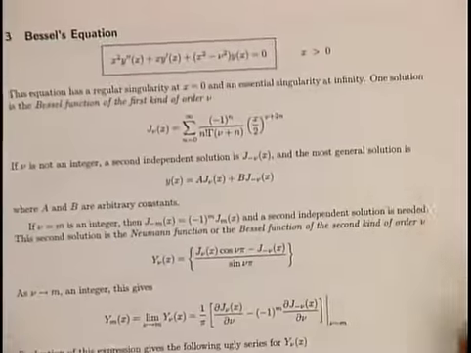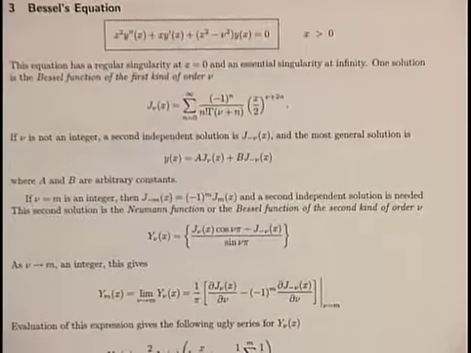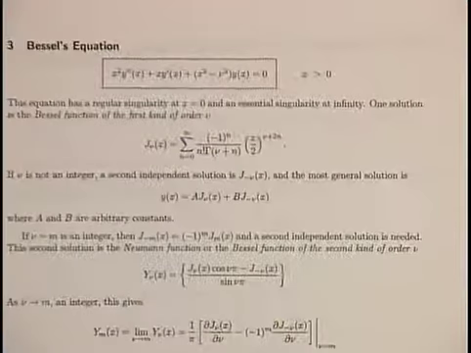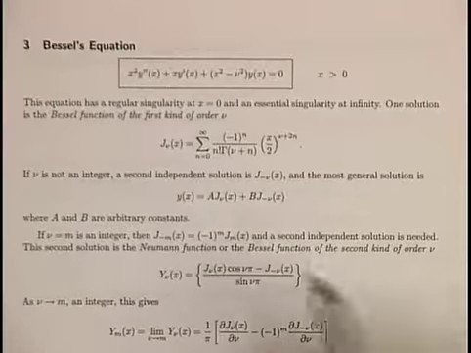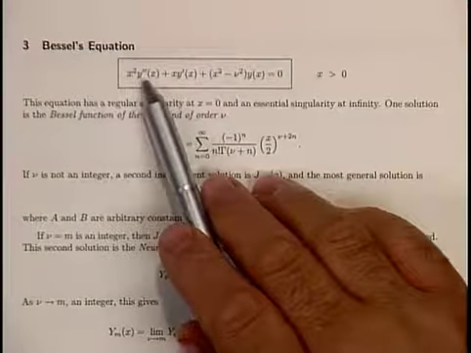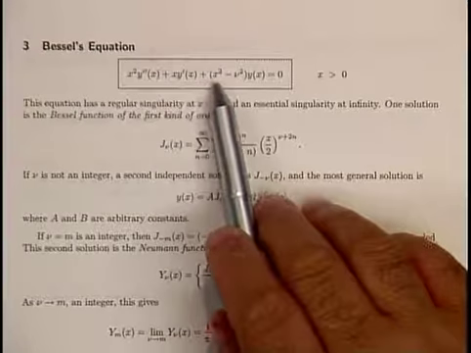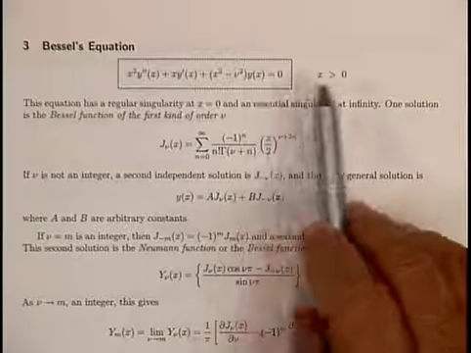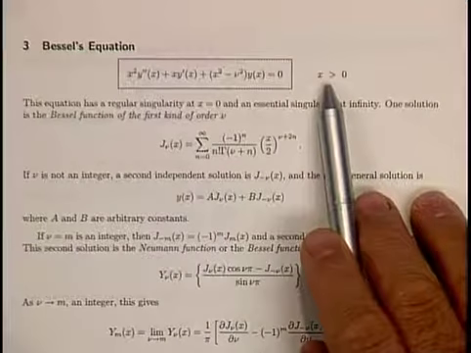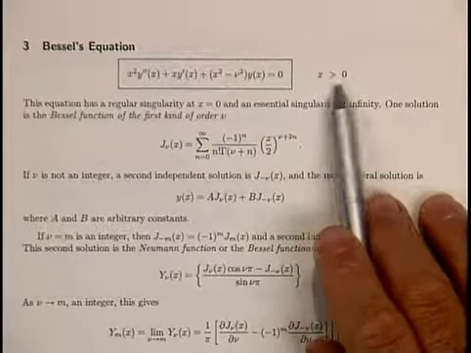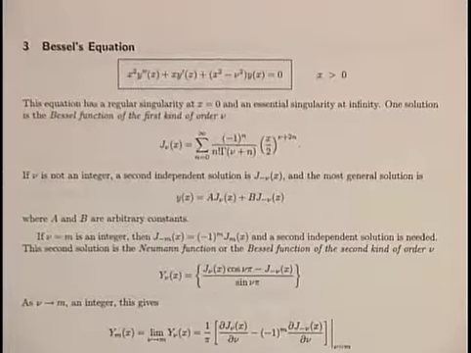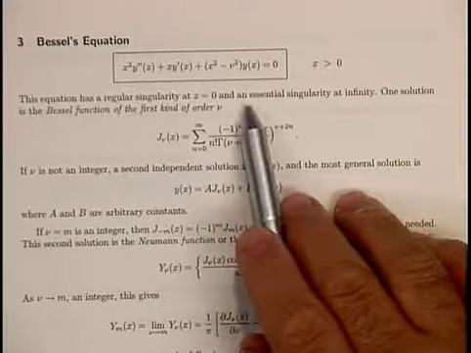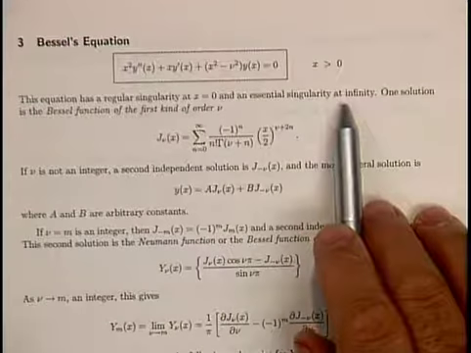And Bessel function, when you solve some problems in cylindrical geometry, you will usually obtain the Bessel function. And the Bessel function, as you see here, is just x squared y double prime plus x y prime plus (x squared minus nu squared) multiplied by y of x, where x is greater than 0. And usually this equation has a singularity point at x equal to 0 and an essential singularity at infinity.